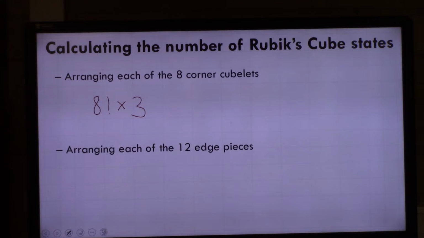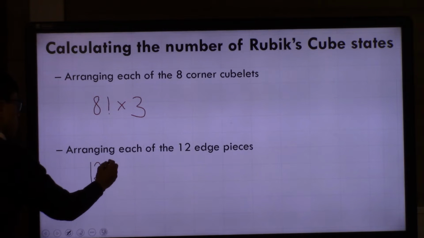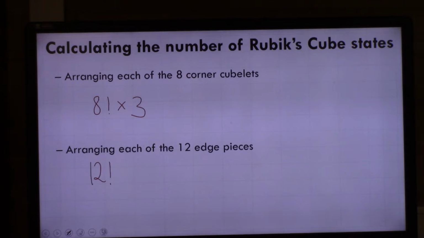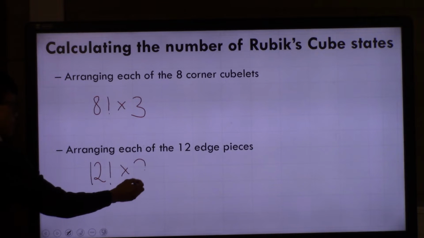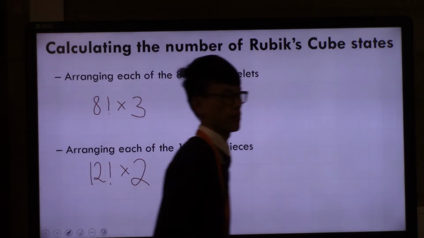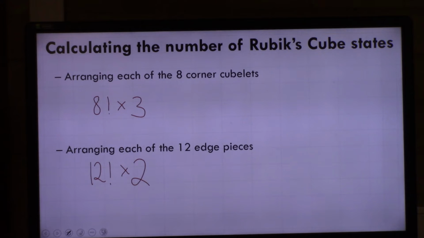Okay. Right. And the same for the 12 edge pieces. There's 12 factorial ways of arranging them in each of the positions, and because each edge piece has 2 faces, you times that by 2. And we will come back to whether or not a Rubik's Cube can be solved if some of the corner cublets or edge pieces are in a different arrangement.